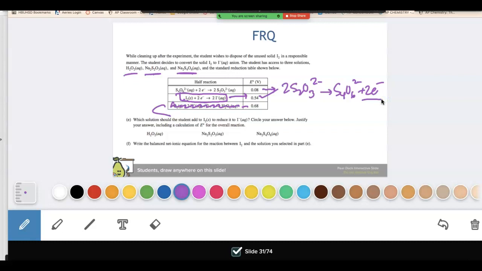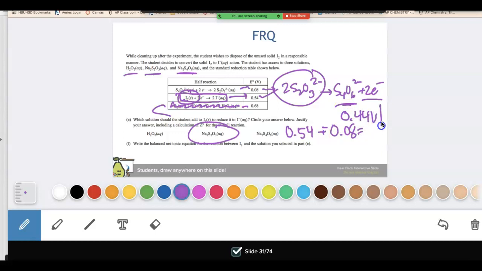So my two reactants are these guys. So you're going to pick this guy. This guy is a product. Why would you put a product in there? Okay? They want to know who's going to react with the iodine. So it's the sodium thiosulfate that's going to react with the iodine. And then they ask you to calculate the E. Well, 0.54 plus negative, because I flipped it backwards, 0.08. And so that's 0.44 volts.